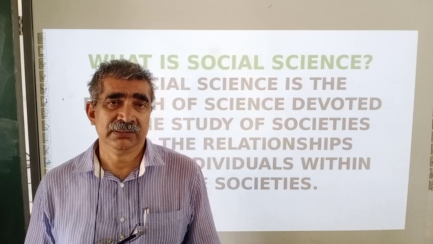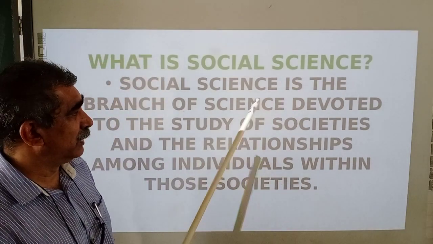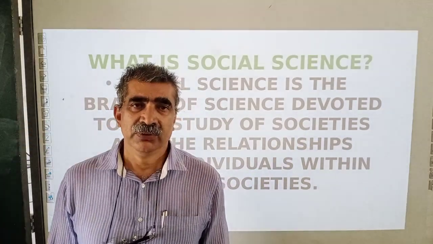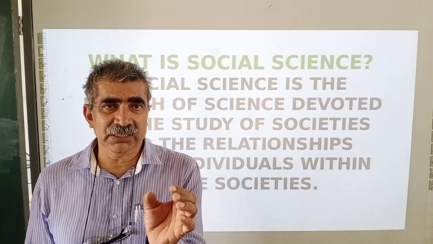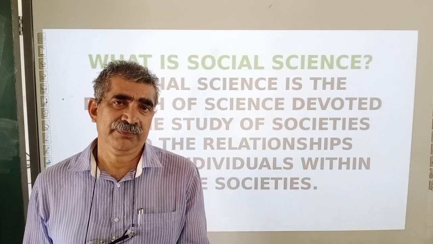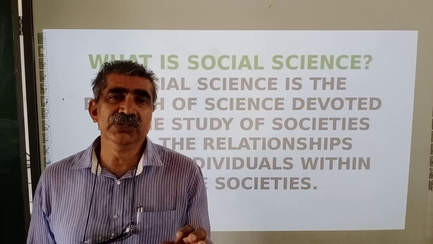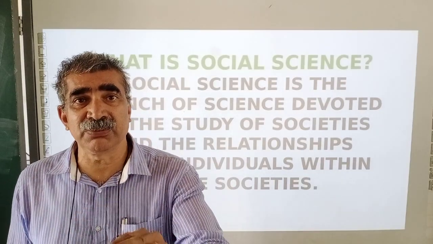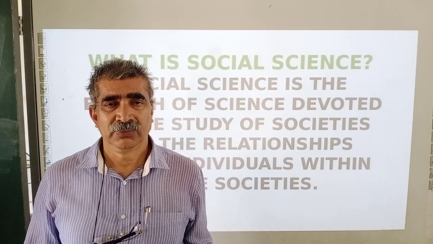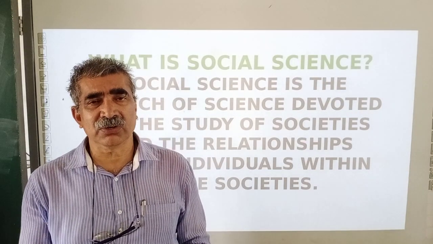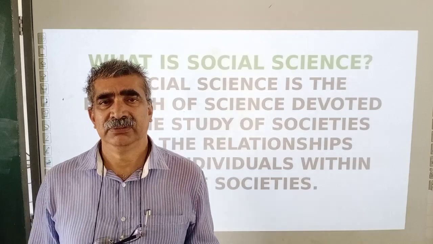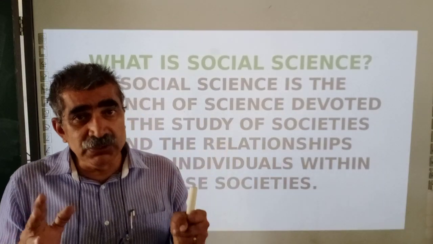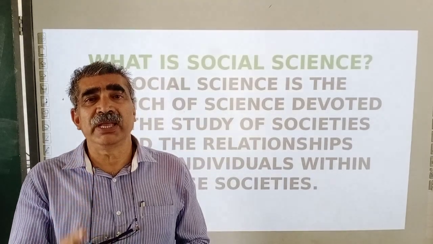Social sciences. Here it is given. What is that? Mainly 2 points: societies and individuals. So, the study about the societies and individuals. We know when individuals join together, the society is formed. When one individual is there, we never call him a society. When many individuals join together, we call it society.